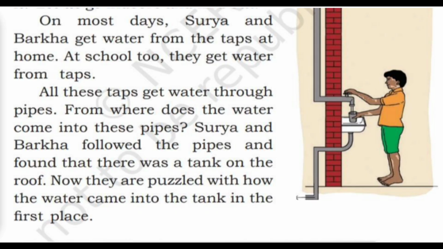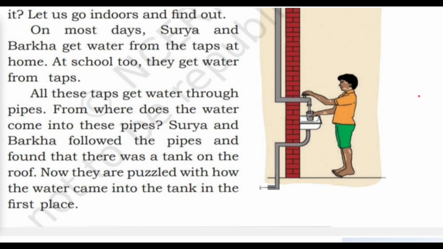On most days, Surya and Barkha get water from the taps at home. At school too, they get water from taps. All these taps get water through pipes. From where does the water come into these pipes? Surya and Barkha followed the pipes and found that there was a tank on the roof. Now they are puzzled about how the water came into the tank in the first place. So now let's find out what happened.